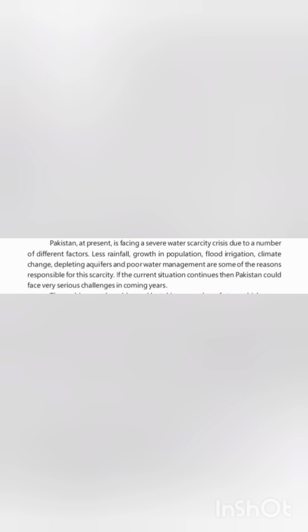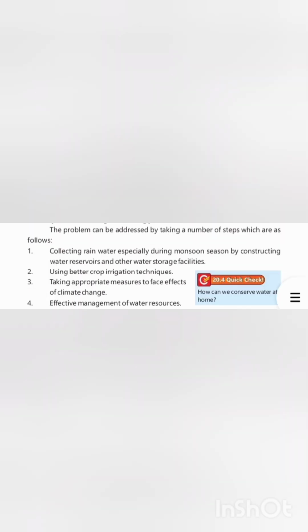Agriculture waste. The widespread use of flood irrigation heavily wastes water compared to the modern targeted methods. Resource depletion. Over-extraction is rapidly depleting natural underground aquifers. Management failures. Poor overall water management prevents efficient distribution and conservation.